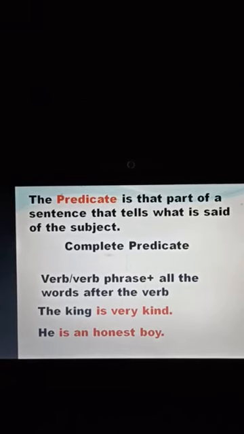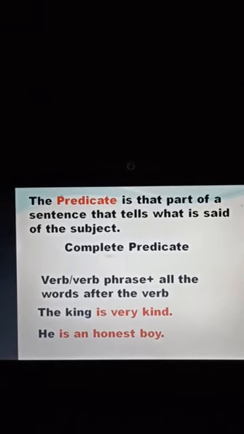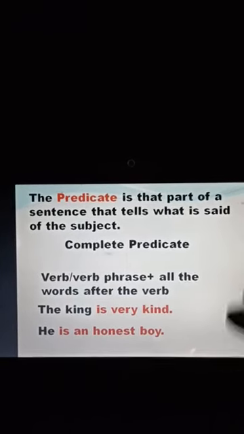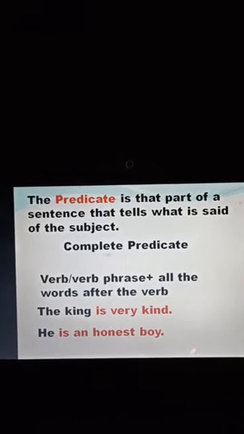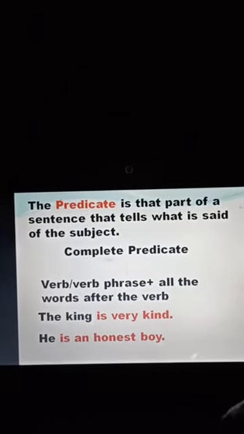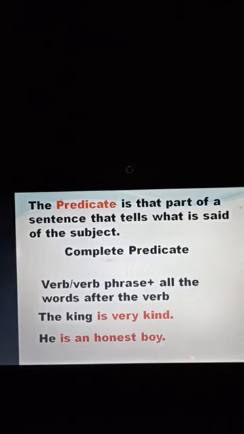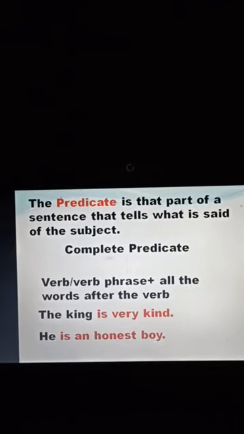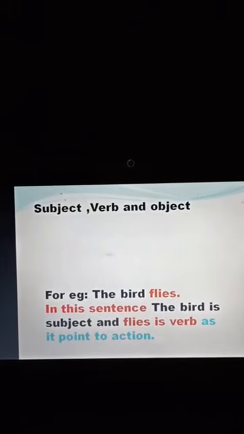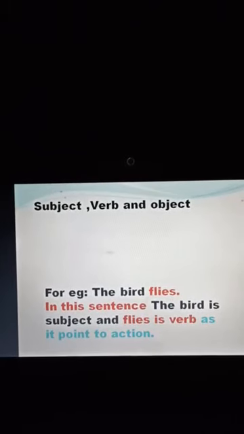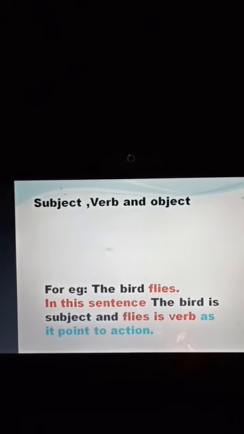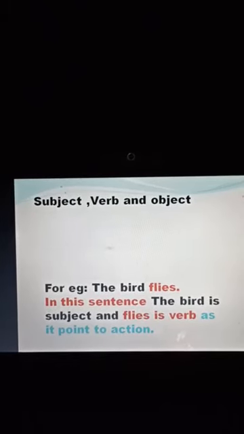He is an honest boy. He is the subject over here and the predicate is is an honest boy, because he is a pronoun and is an honest boy is a verb phrase. So this is a predicate. Now I will tell you about subject, verb and object with the help of the following examples which are given over here.